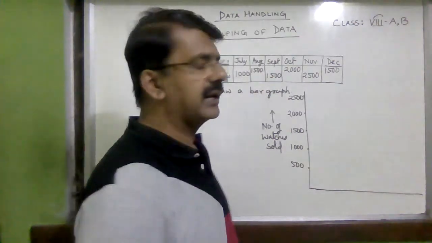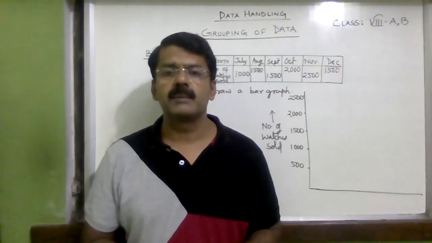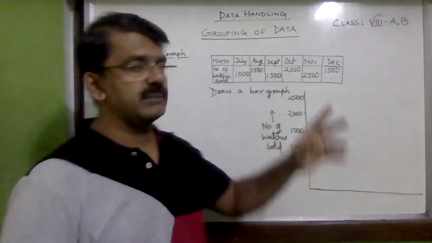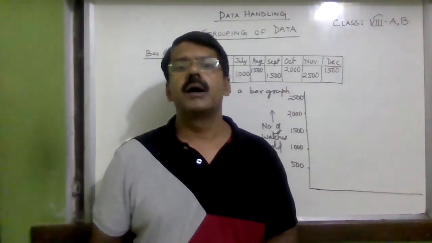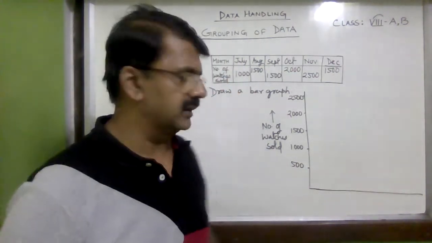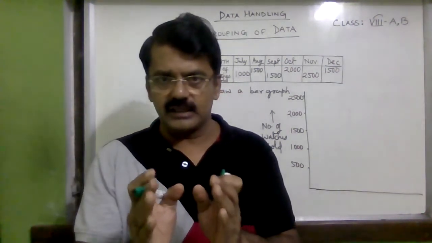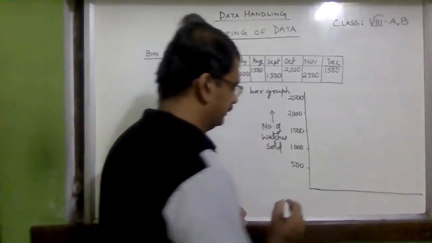In case of bar graph, there is a space between two bars. That means if there are 6 months, means we need 6 bars, but we have to make place for 12 bars, because between two bars the space of one bar is left.